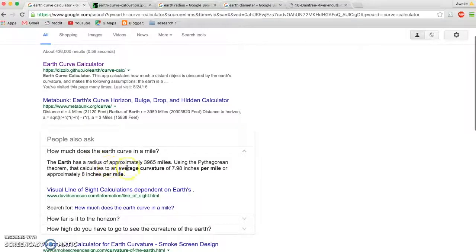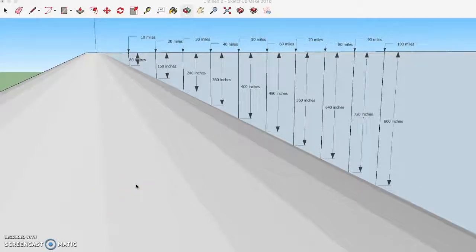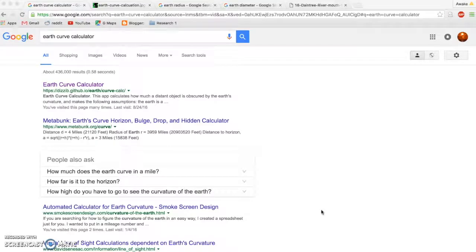It says the Earth has a radius of approximately 3965 miles. Using the Pythagorean theorem, that calculates to an average curvature of 7.98 inches per mile, or approximately 8 inches per mile. Well, that's only a partial truth because it's only correct for the first mile. After that, it becomes very wrong, and I want to show you that. I want to show you how to calculate the curvature of the Earth.